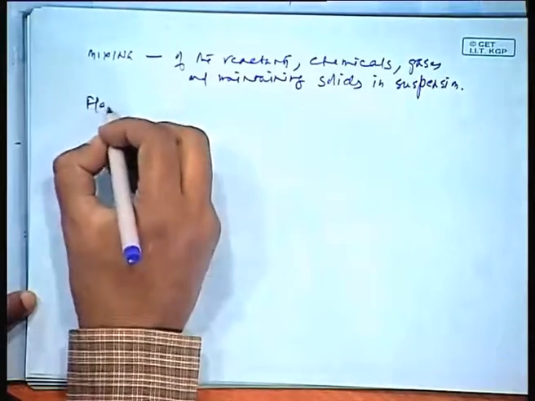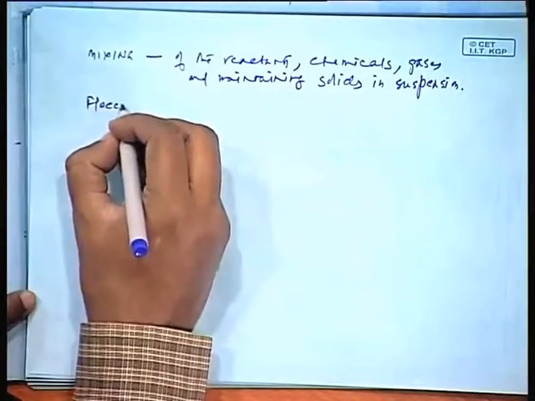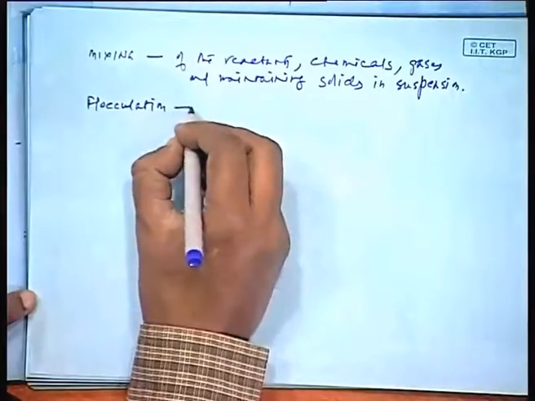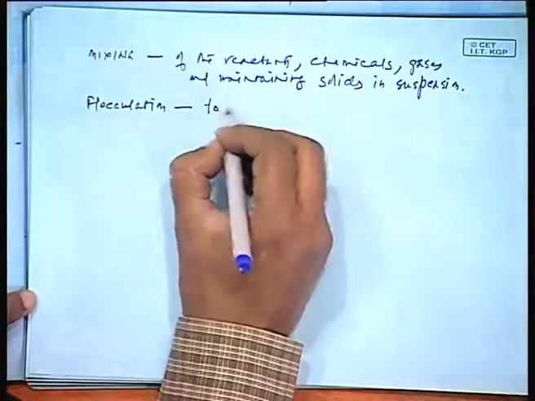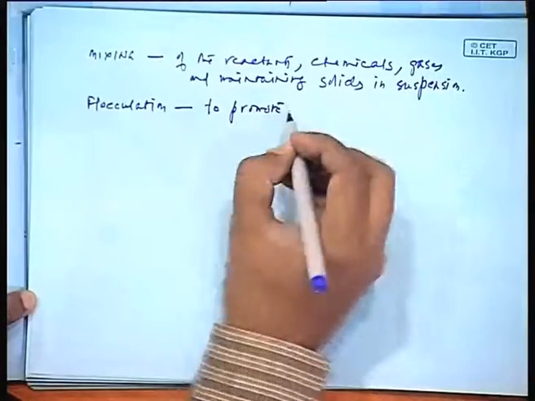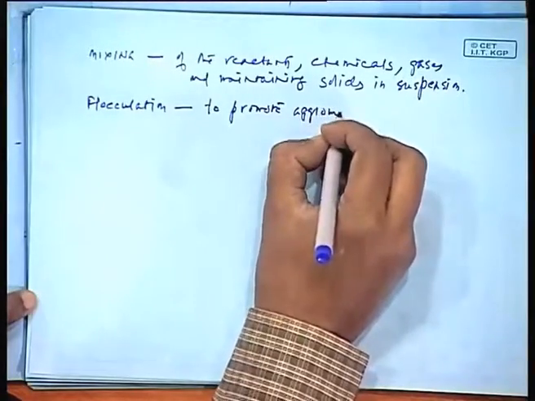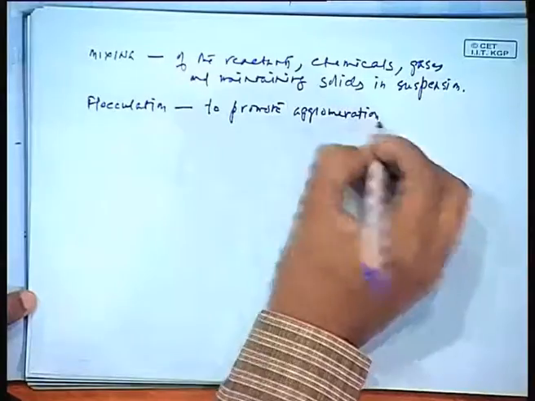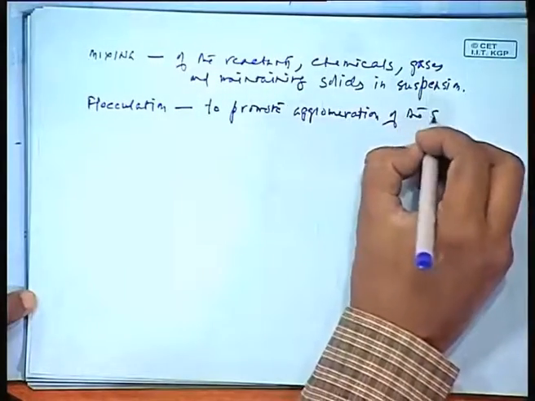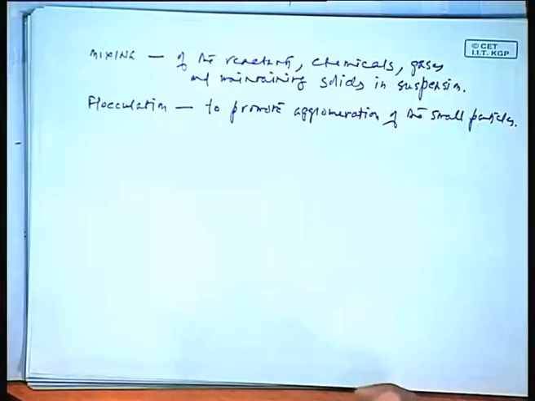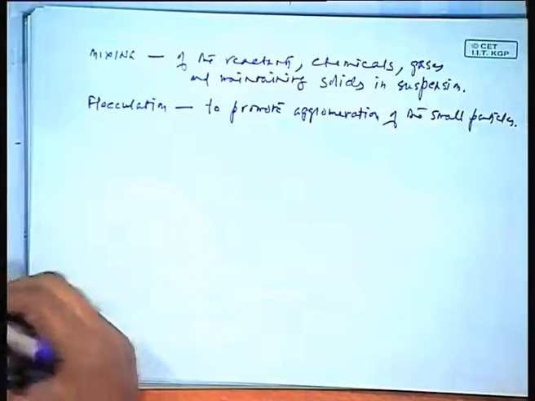Flocculation is one great important process, to promote agglomeration of the small particles. Agglomeration of the small particles. Have you ever seen this? You would understand agglomeration. The process of agglomeration is the use of alum in water.